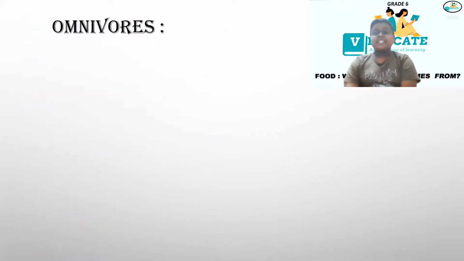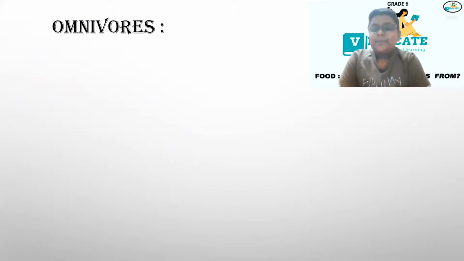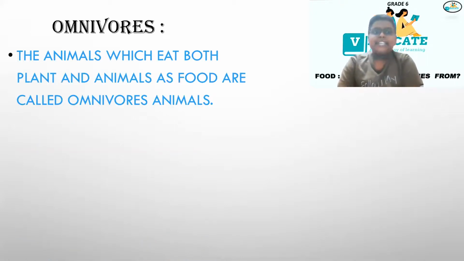So next, it's very interesting news, because we humans also belong to this group. Let's see how. The animals which eat both plants and animals as food are called omnivorous animals. Don't be confused: the animals which eat both plants and other animals as food are called omnivorous.